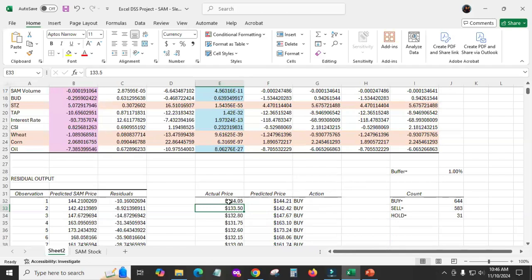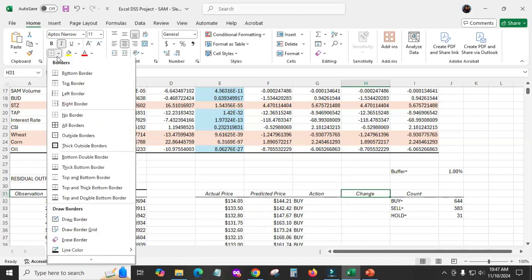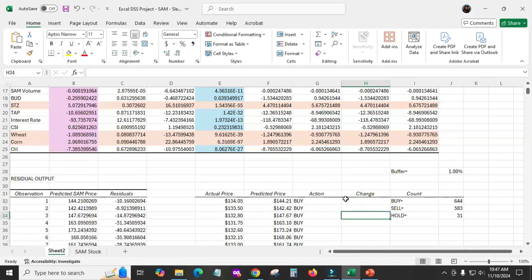So we need to keep track of whether or not the price goes up or down day to day, and I'm talking about the actual price. Let's create a new column here and call it Change. We're going to add the bottom border to this because it looks nice and neat. We are going to look at the actual day to day: did the price of the stock go up or down as we move forward into the future? Starting on July 3rd of 2017, it was 134, and then the next day it was 133.